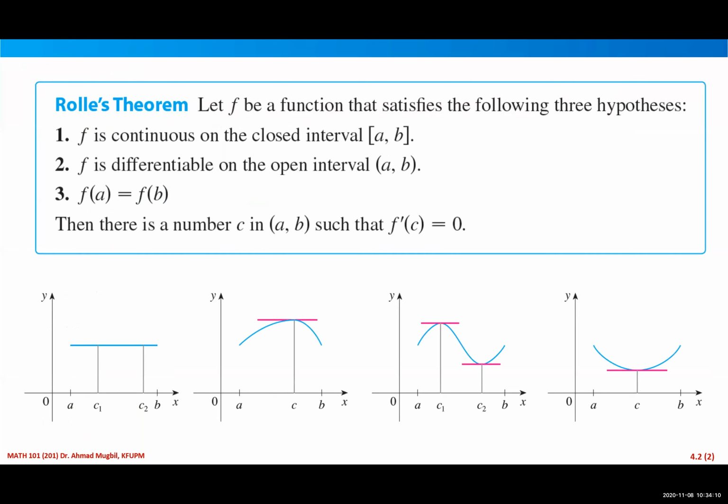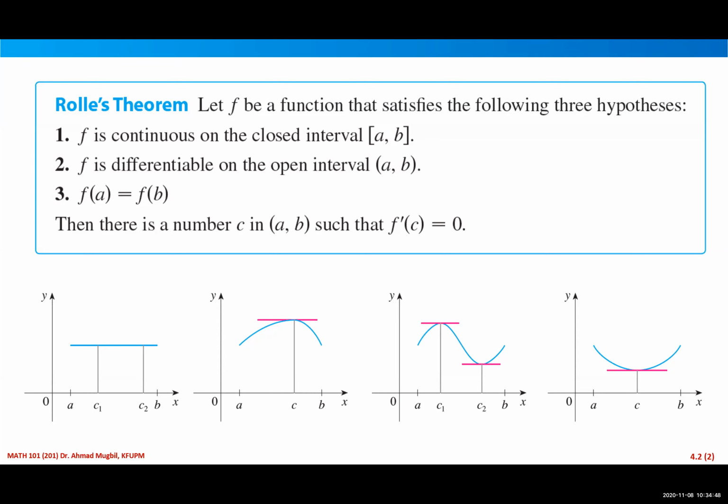What does this theorem say? It says that if you have a function that satisfies the following three conditions, the following three hypotheses. Number one, f is continuous on the closed interval [a, b]. Number two, f is differentiable on the open interval. It is not necessarily differentiable at the endpoints, because usually, as I told you, the domain of the derivative will be smaller than the domain of the original function.